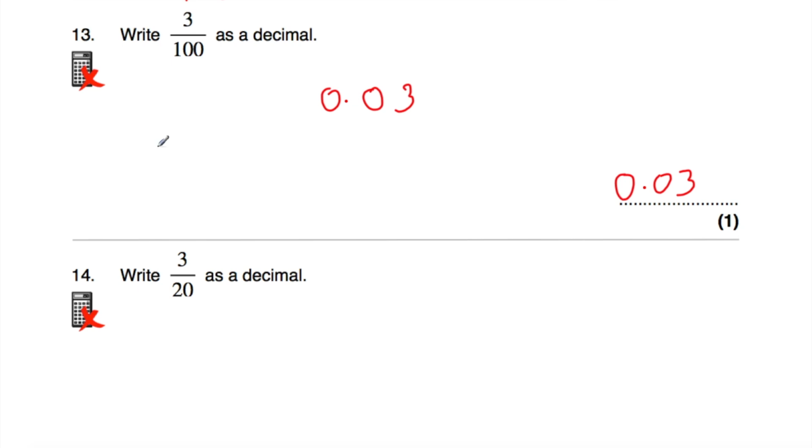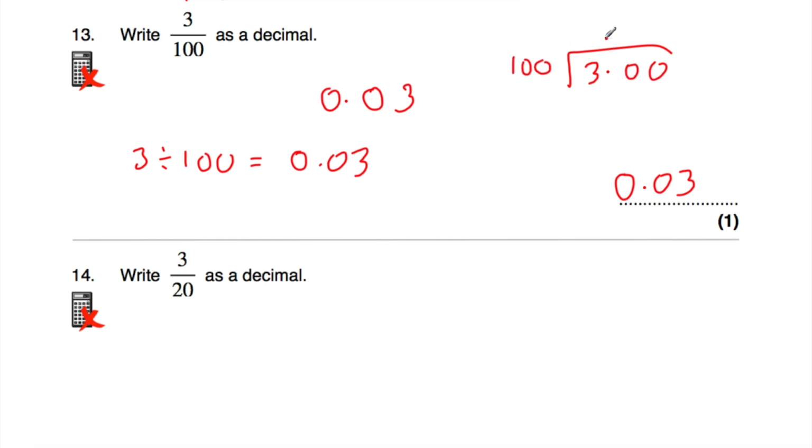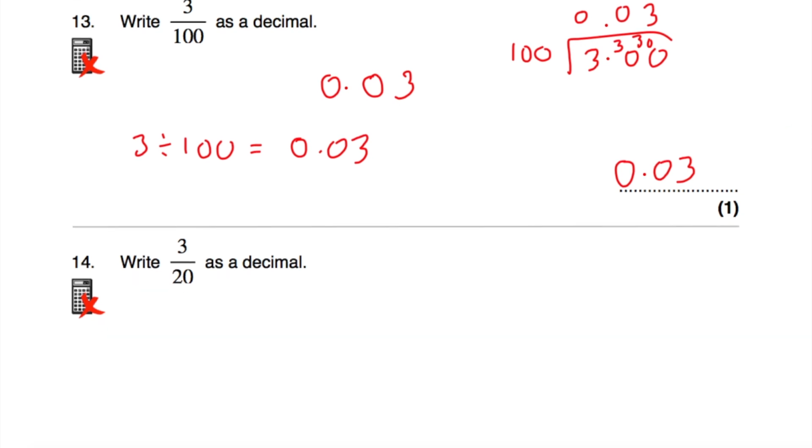Alternatively, remember the line means divided by, so we could do 3 divided by 100. That'll move all the digits 2 columns to the right. So moving the 3 from the ones, then into the tenths, and then into the hundredths would be 0.03. Alternatively, we could do 3 divided by 100 with a decimal point and some zeros and say, well, how many hundreds go into 3? 0, remainder 3. How many hundreds go into 30? 0, remainder 30. And then how many hundreds go into 300? That's going to be 3. So the answer would be 0.03, just using the bus shelter method. And that's it.